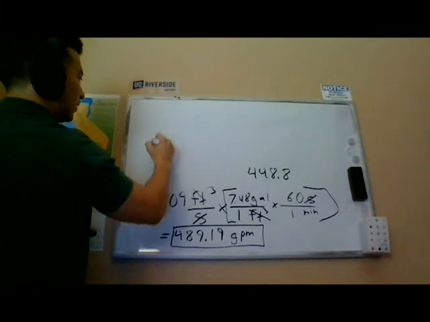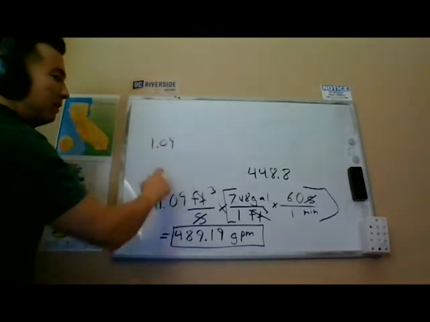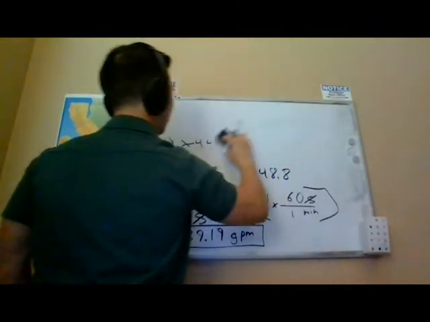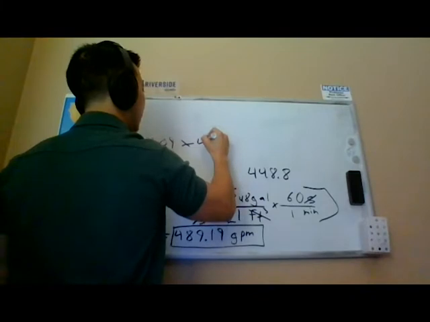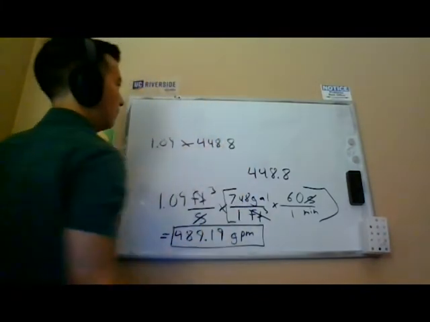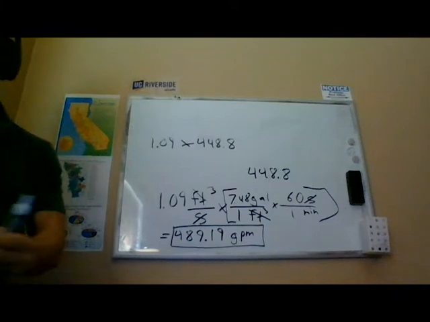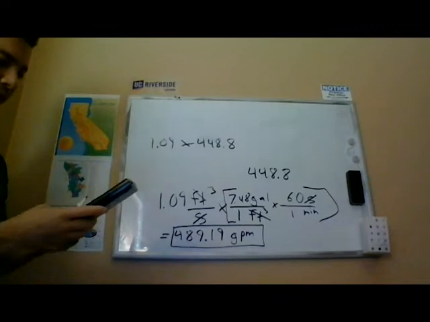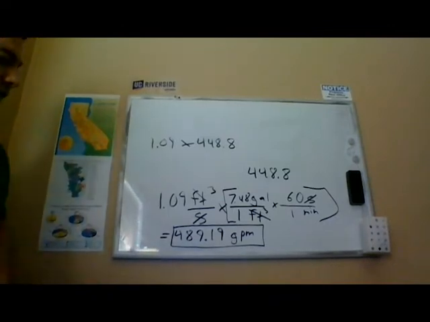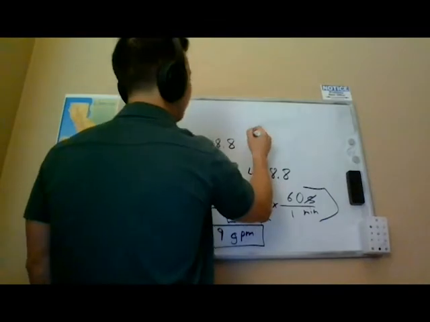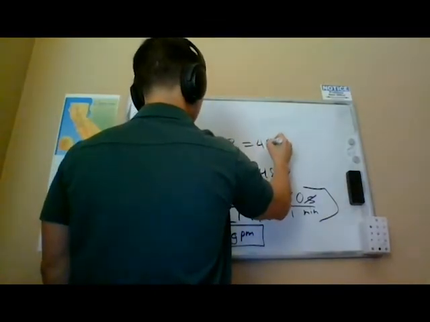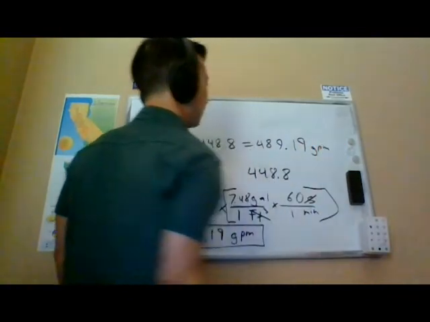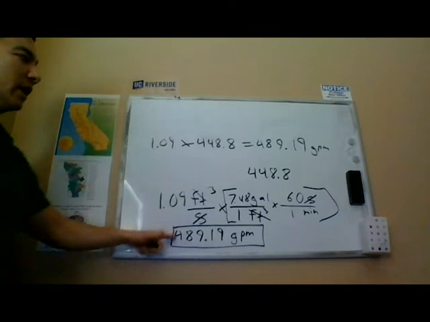So going back to here, I can do the 1.09. What I'm going to end up doing is multiplying by 448.8. When I plug that into my calculator, 1.09 times 448.8, I end up with 489.192. So the same answer. I'm going to round to two decimals, I'll call it 489.19 gallons per minute. We end up with the same answer.